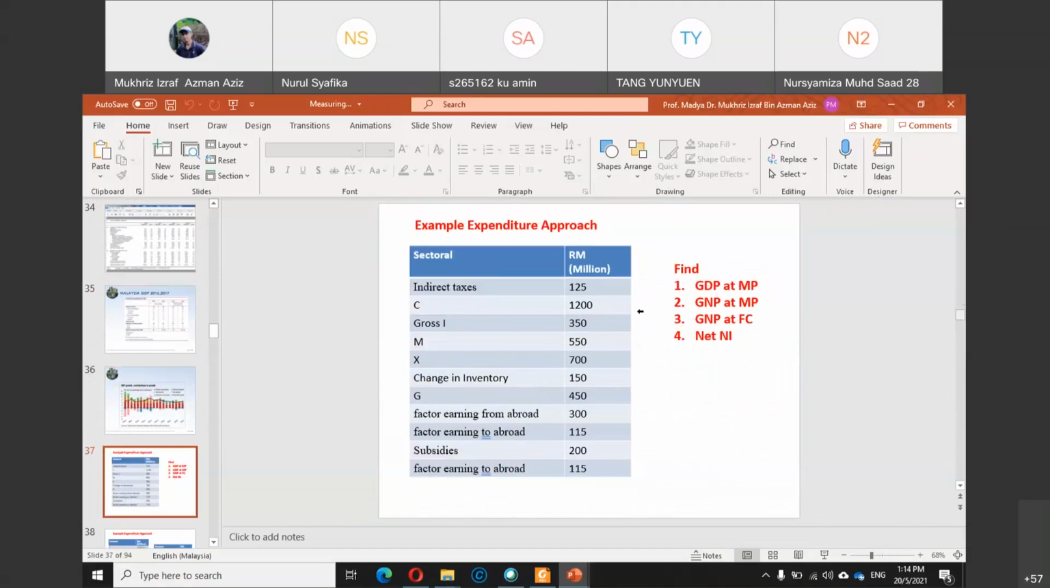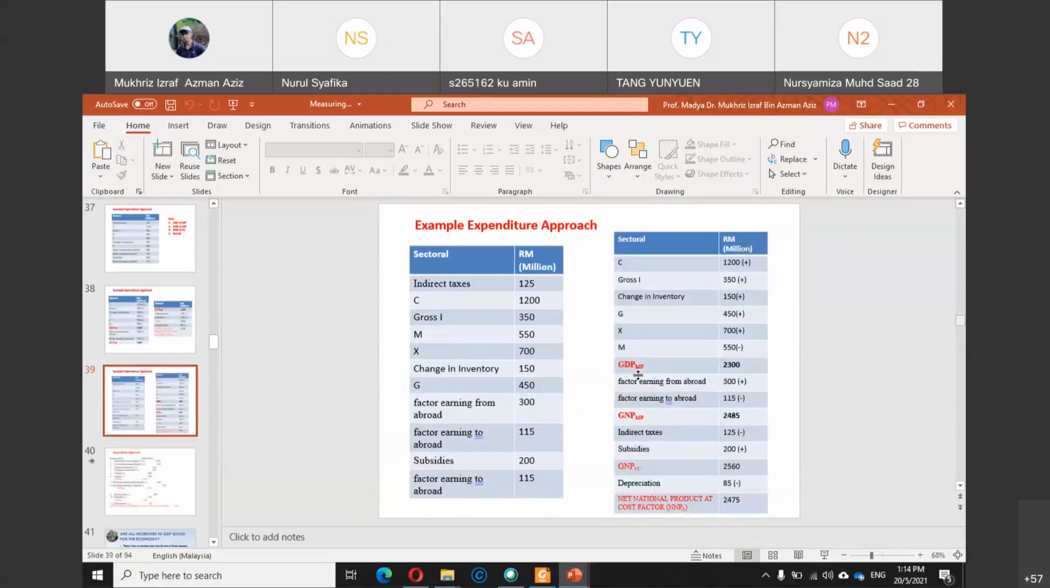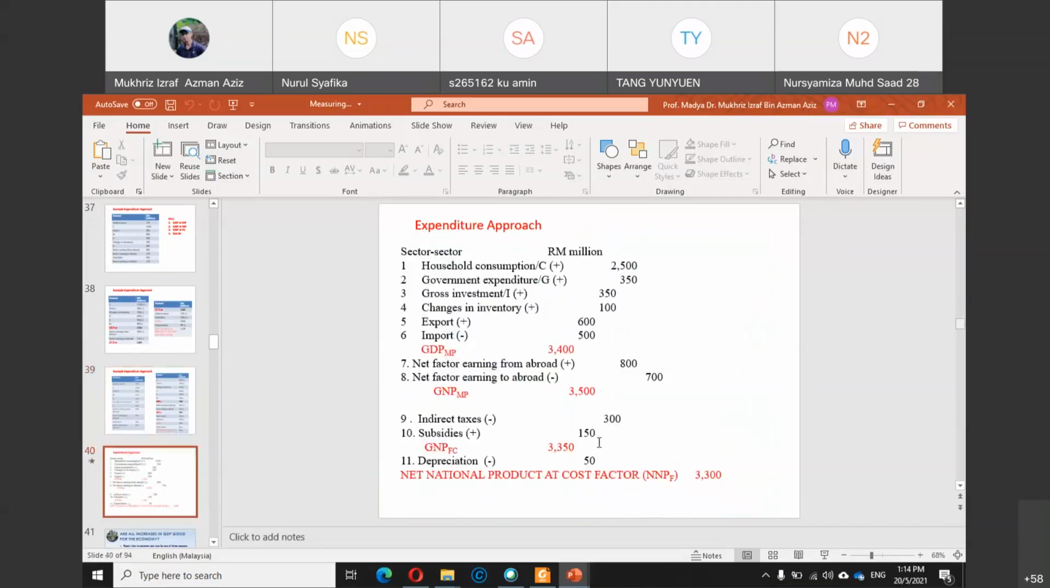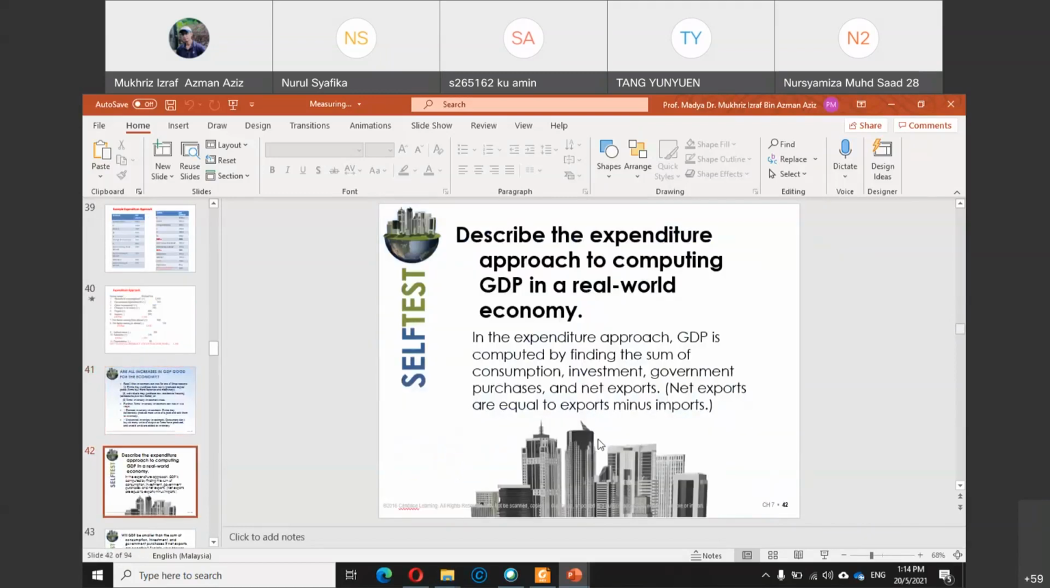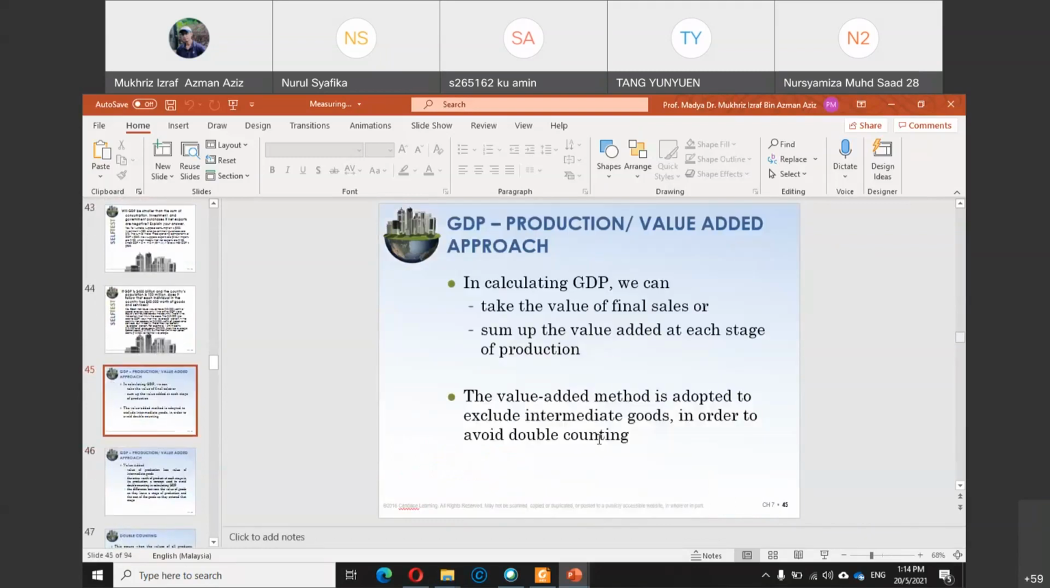So what is the difference between GDP and GNP? We already discussed last Monday. So go back to the lecture from last Monday to see the difference between GDP and also GNP, how you arrive at GDP and also GNP at market price, and also at factor cost when you take into account depreciation. That was the main part that we covered last Monday.